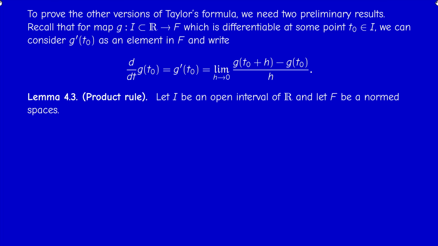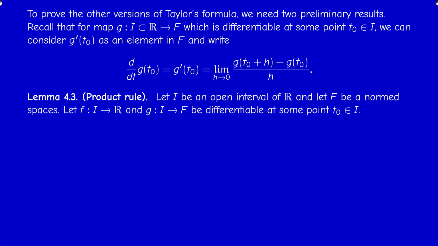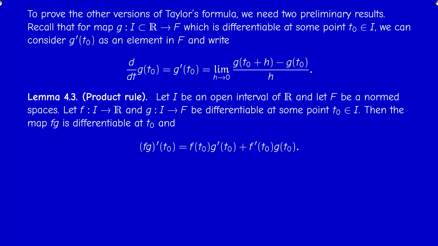Okay, so let us formulate explicitly a form of the product rule. So once again, we have two maps, both defined on some interval I of R. The first one takes values in R. The second one takes values in a normed space F. And suppose that they are both differentiable at some point t0. Then their product is differentiable at t0, and the derivative of the product is the usual product rule: f g prime plus f prime g.